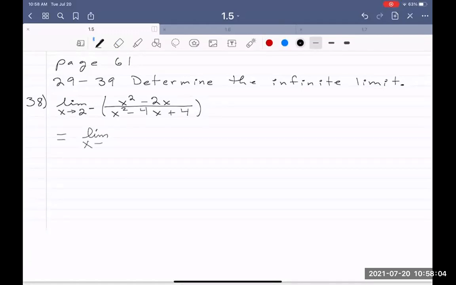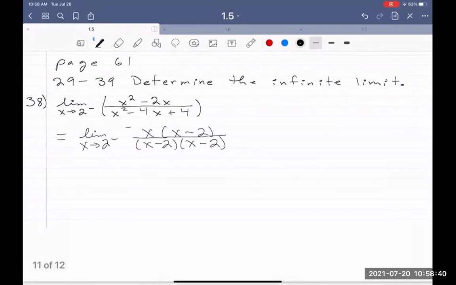More work usually means factoring. Well, maybe I shouldn't say usually, but many times when you're doing more work, what you're really doing is simplifying. So let me try to simplify this. So let's factor x minus 2 over x minus 2 times x minus 2. So I factored the numerator and the denominator here.